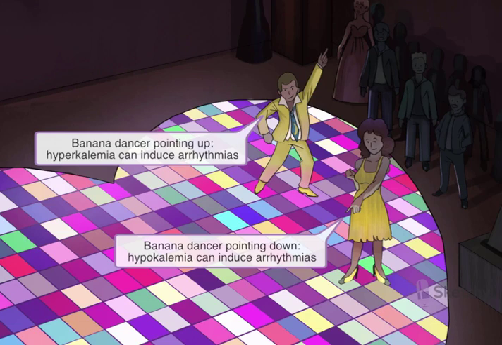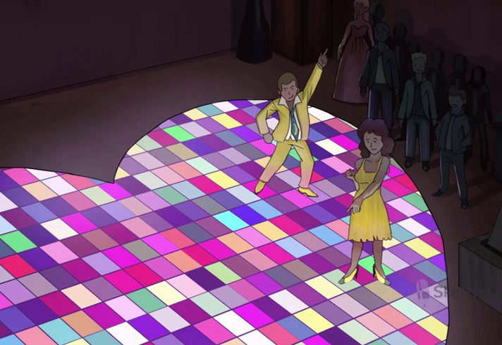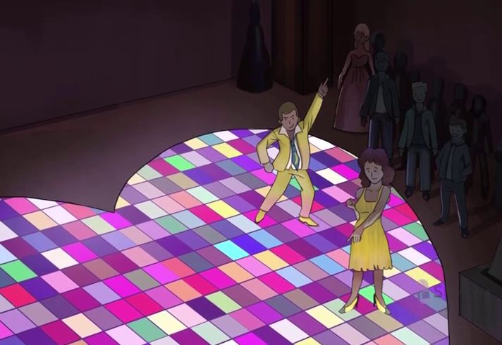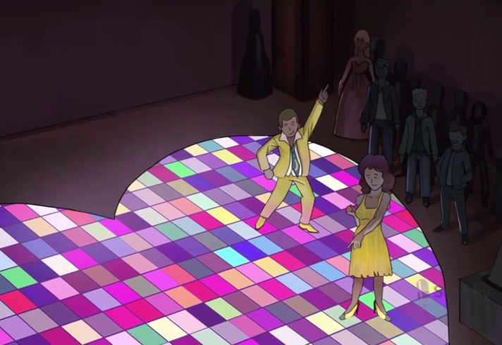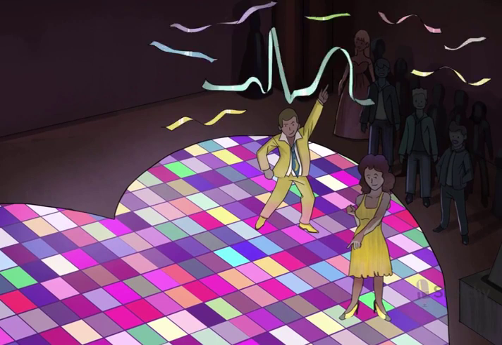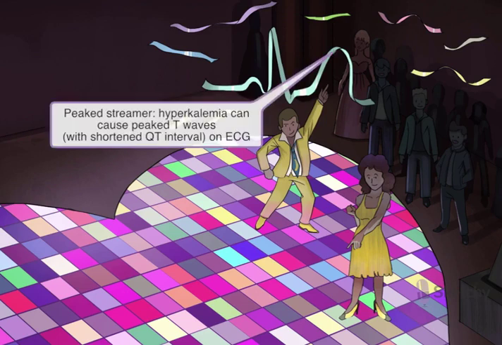Both these conditions can precipitate arrhythmia. Besides arrhythmia, the hyperkalemic patient may present with cardiac conduction abnormalities, ascending weakness, and paralysis. But there are also clues on the ECG. Check out this streamer coming down on this dancer with a peculiar resemblance to an ECG tracing. One of the many ECG changes seen in hyperkalemia is tall, peaked T waves with a shortened QT interval.